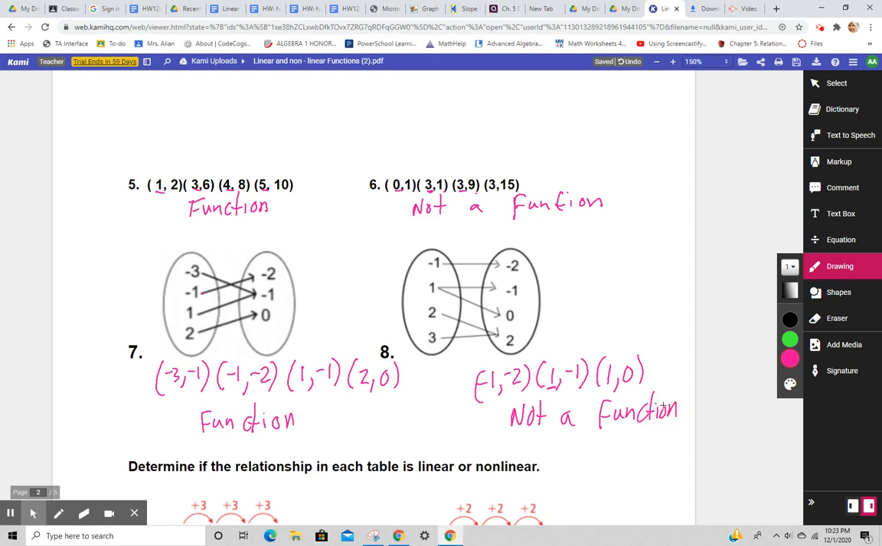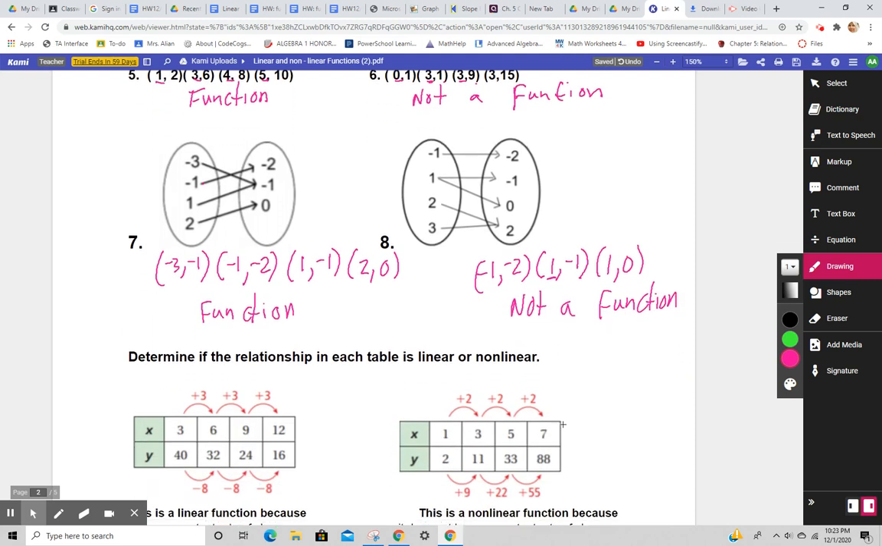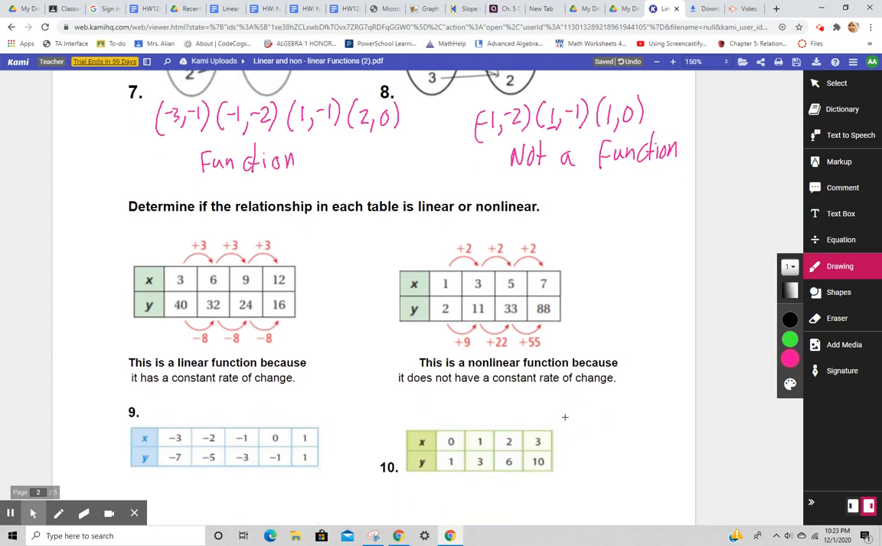All right, let's keep going. Determine if the relationship is linear or non-linear. Okay, so if it's linear, it would have a constant rate. So when we look for the change in y over change in x, it would be constantly the same. Okay, see change in y, let me write that down. Change in y over change in x, in this case, is -8 over 3, and it's constantly that. So this one is linear.